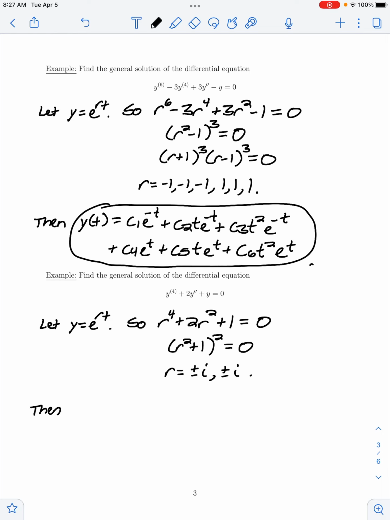So our general solution in this case would have the form y of t is c1 e to the 0 times cosine of 1t plus c2 e to the 0 times sine of t plus c3 times t cosine t plus c4 times t sine t.